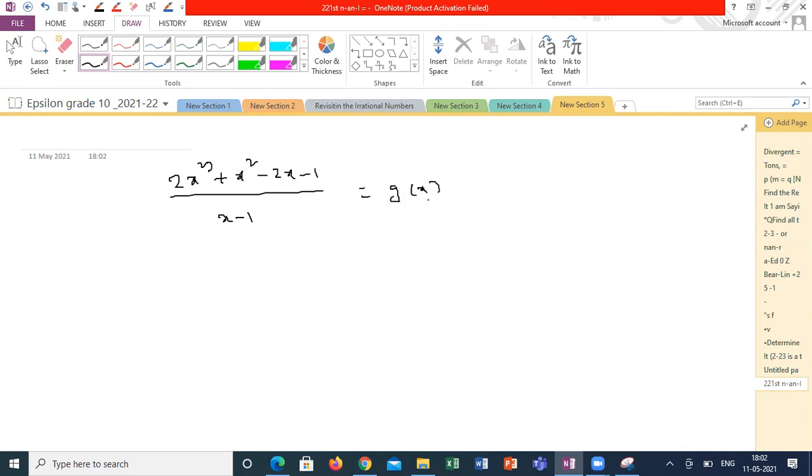If x minus 1 is a factor, it means x equal to 1 is the zero of the given polynomial. Find the g of x. After dividing with x minus 1, what is the answer? What do I have to do? What is the first step in the synthetic division method?